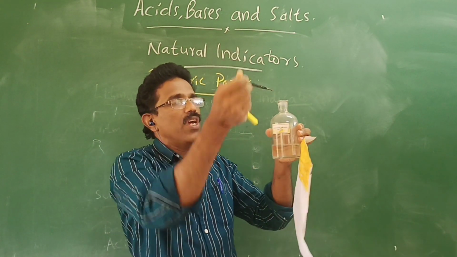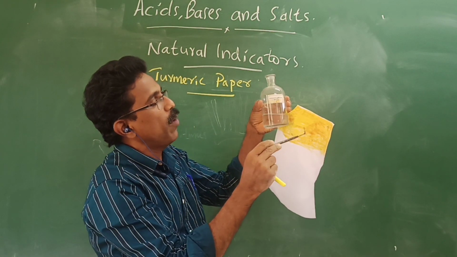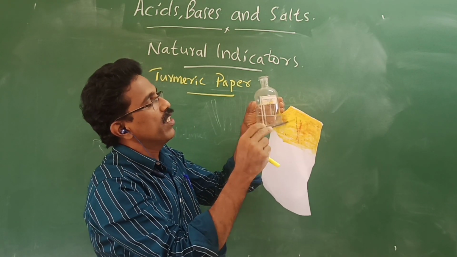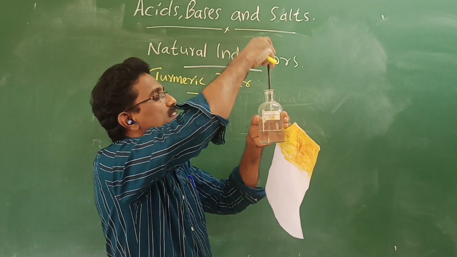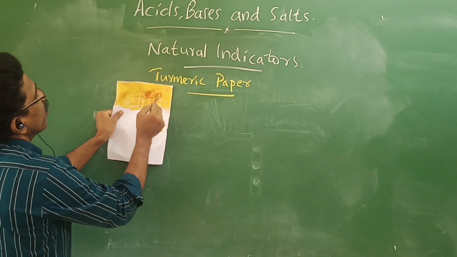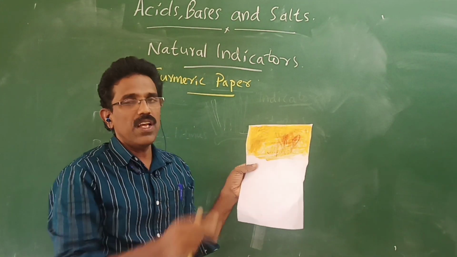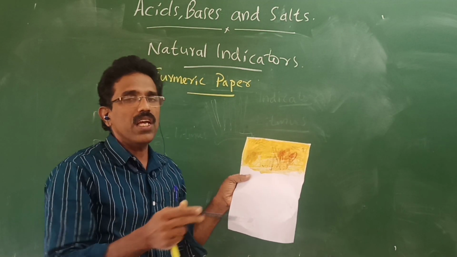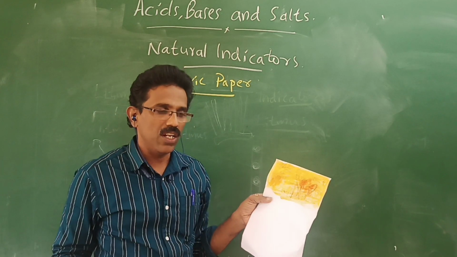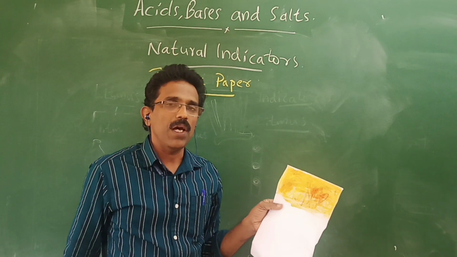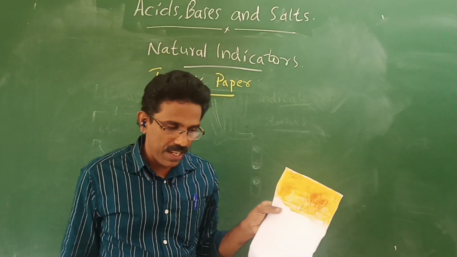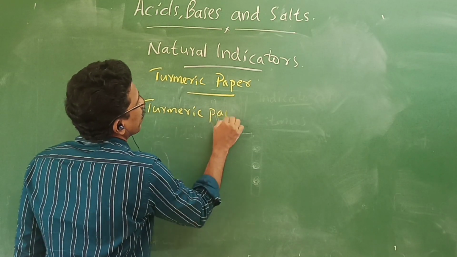Now I have taken ammonium hydroxide. So take some ammonium hydroxide and you apply it on the paper. See the difference. See, if you apply turmeric indicator, it is like that. This turmeric indicator turns red color. So turmeric paper can be used as an indicator. Turmeric paper.